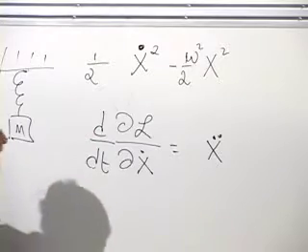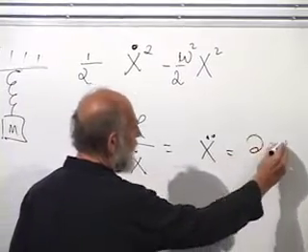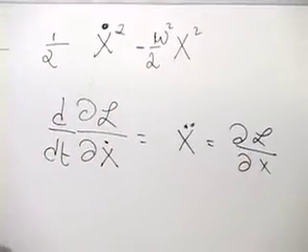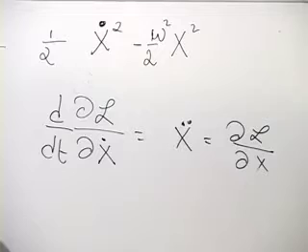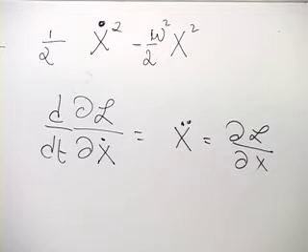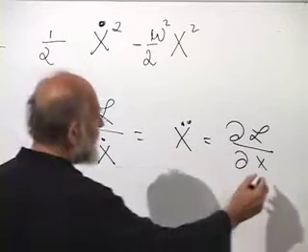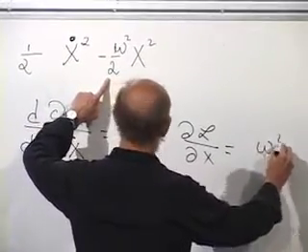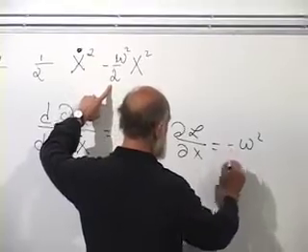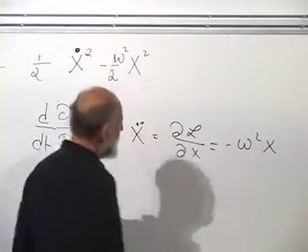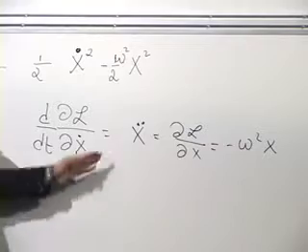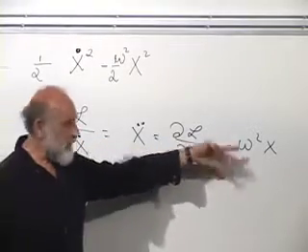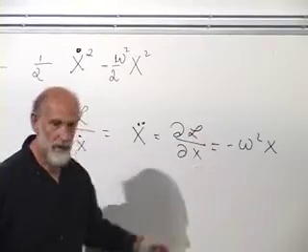And we set that equal to the partial derivative of L with respect to x. Do I have that right, or do I have the sign wrong? I think I have the sign right. That's the partial derivative of L with respect to x. And what is that? That's minus omega squared x. Well, this is just F equals ma. Mass is set equal to 1. Here's the acceleration. And it's equal to minus omega squared times x.